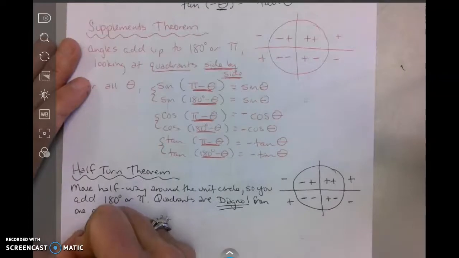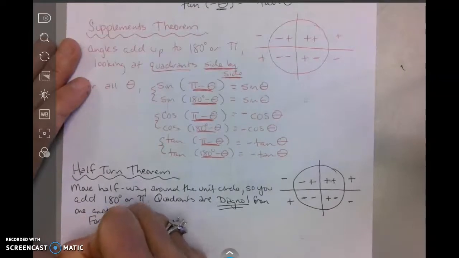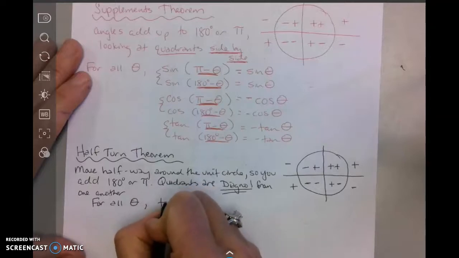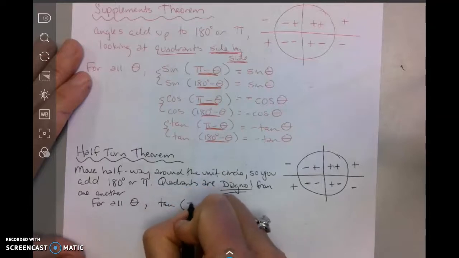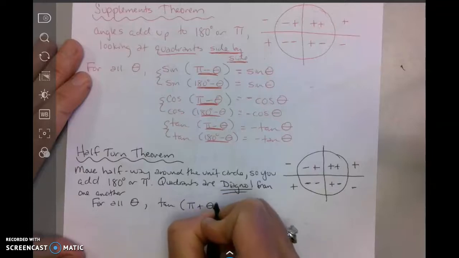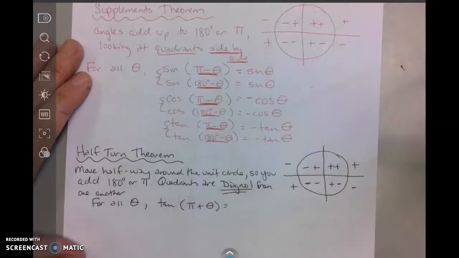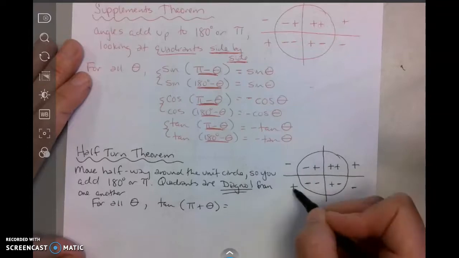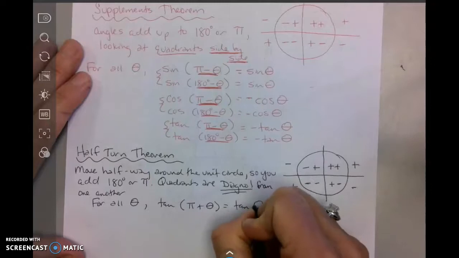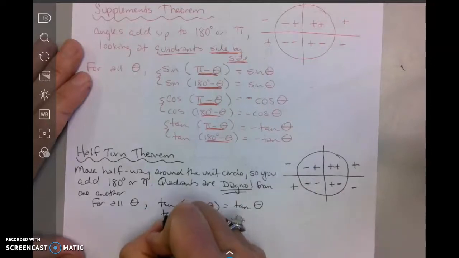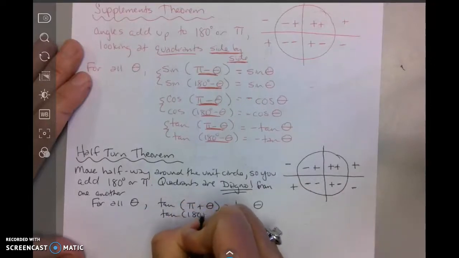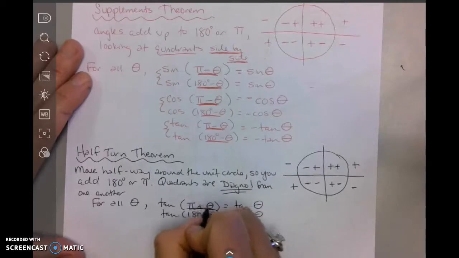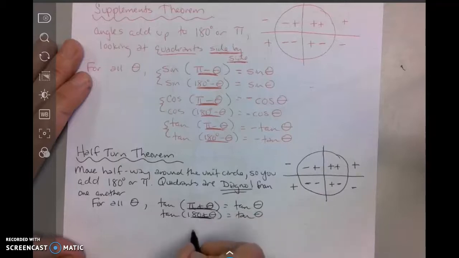Okay. So we say for all theta, the tangent of pi plus theta, so tangent is right here on the outside. If I go diagonal, it stays positive. I could have written tangent of 180 plus theta. I could have written it as either pi plus theta or 180 plus theta.